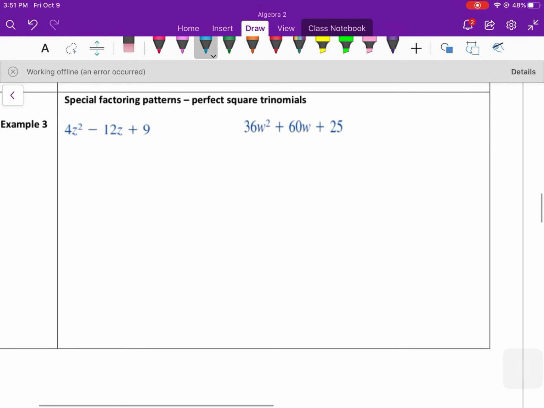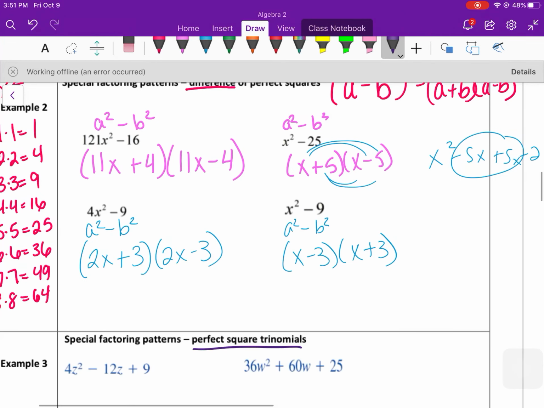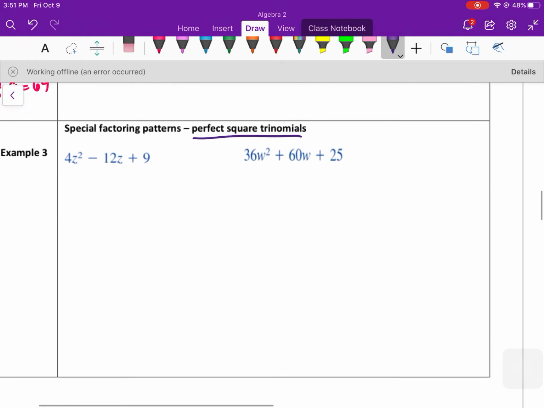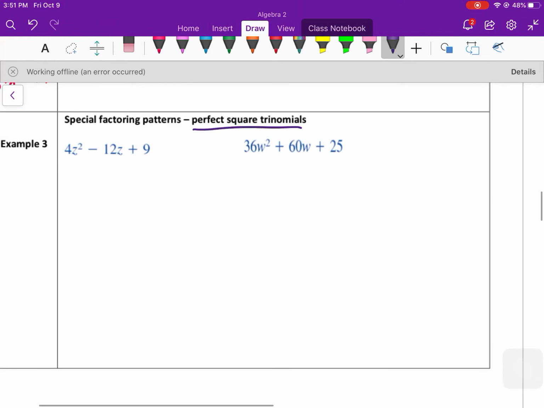Perfect square trinomials. Now, perfect square binomials, these ones, you should definitely memorize this pattern. It's going to save you some time. Now, perfect square trinomials, you don't necessarily need to memorize this. But if you do see this pattern, especially if you recognize that, hey, both of the beginning numbers are perfect squares, 4 and 9, I would try this first.